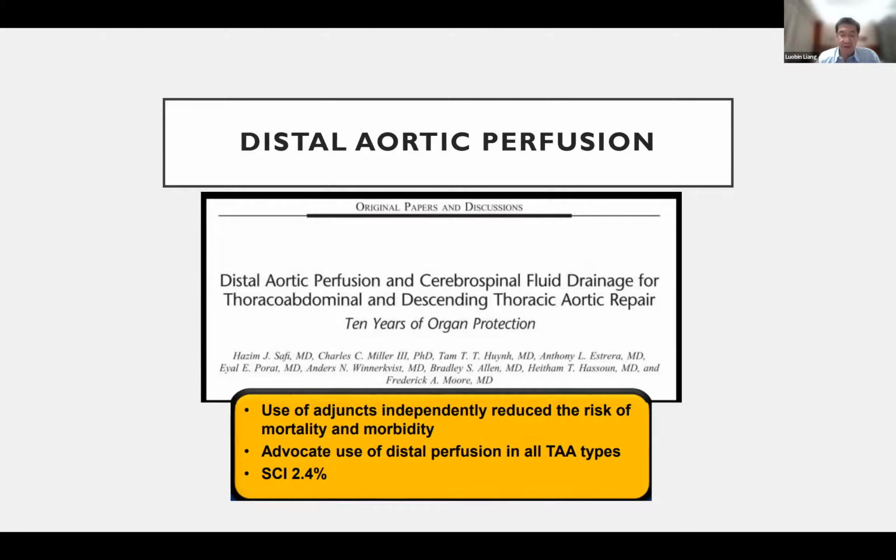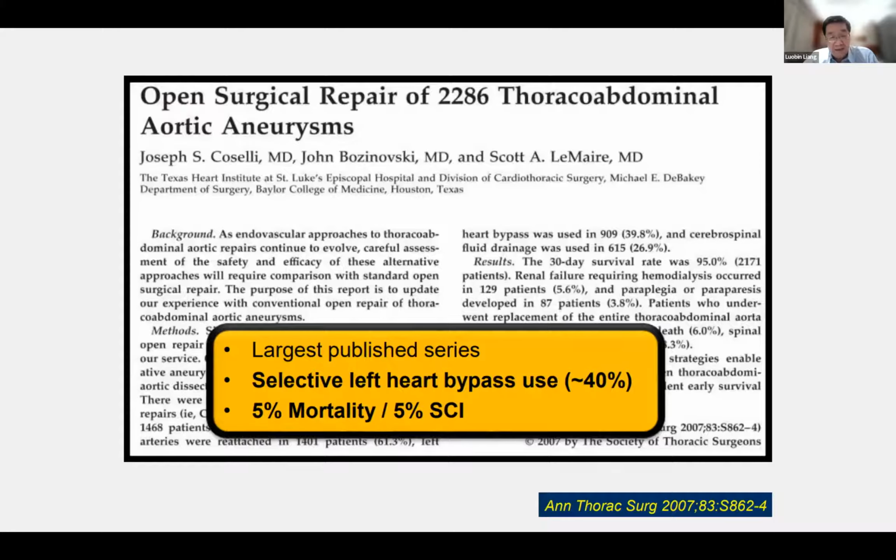2.4%. Also, this paper is by Dr. Coselli, who also used selective left heart bypass, in about 40% of his cases. He summarized over 2,000 cases of thoracoabdominal aortic aneurysm. In 40% of the cases he used a left heart bypass, and he was able to reduce the mortality to 5%. He also reduced the spinal cord injury to 5%.